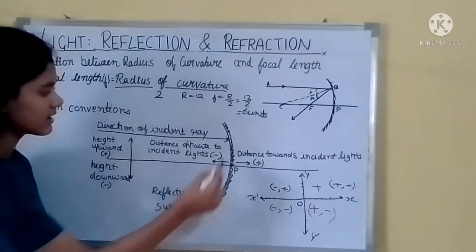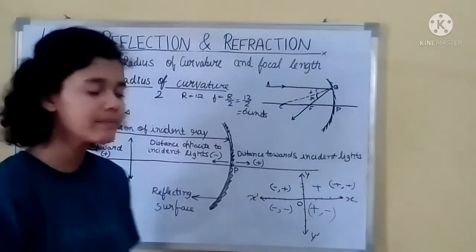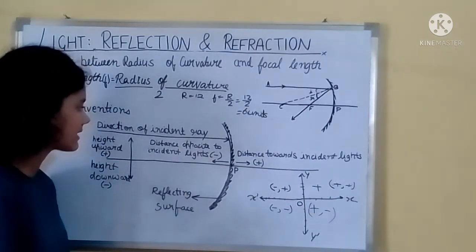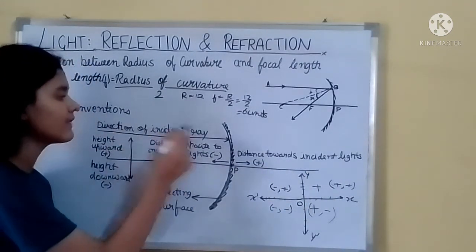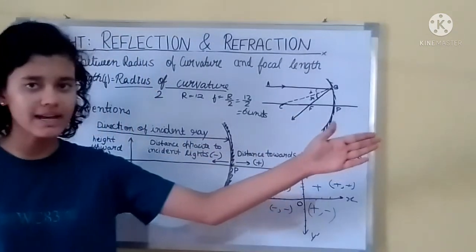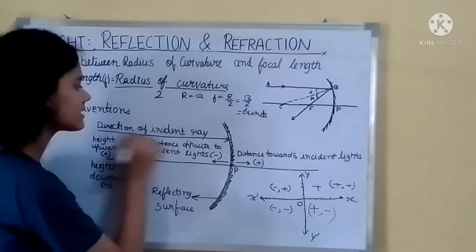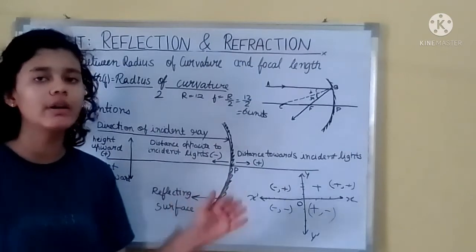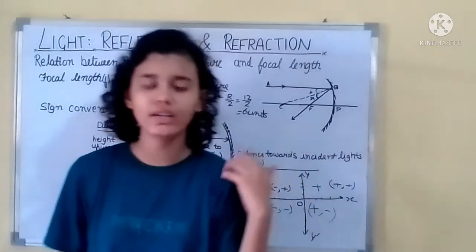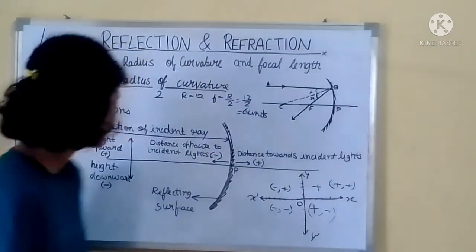Over here, see, this is a concave mirror. In convex mirror also it will be like this only. See, this is the principal axis, this line drawn is the principal axis. Now, direction of incident rays. The incident ray will go in this direction, okay? This is the direction of incident ray. According to that, we have to figure out whether the side of the image will be negative or positive, or the side of the object will be negative or positive.